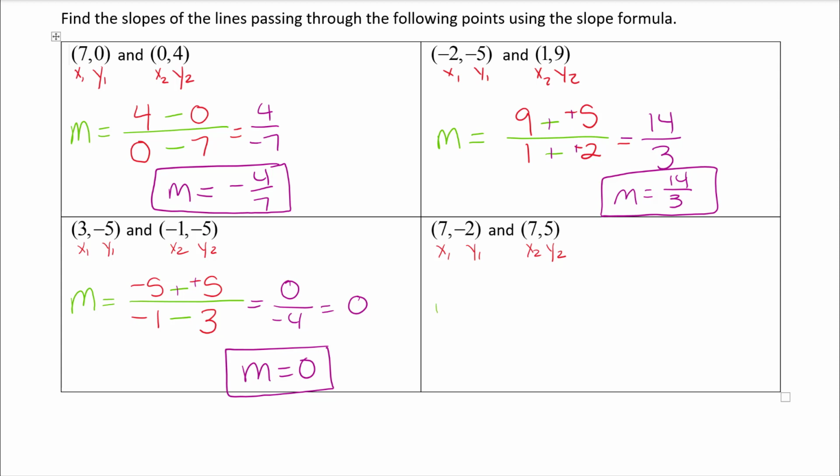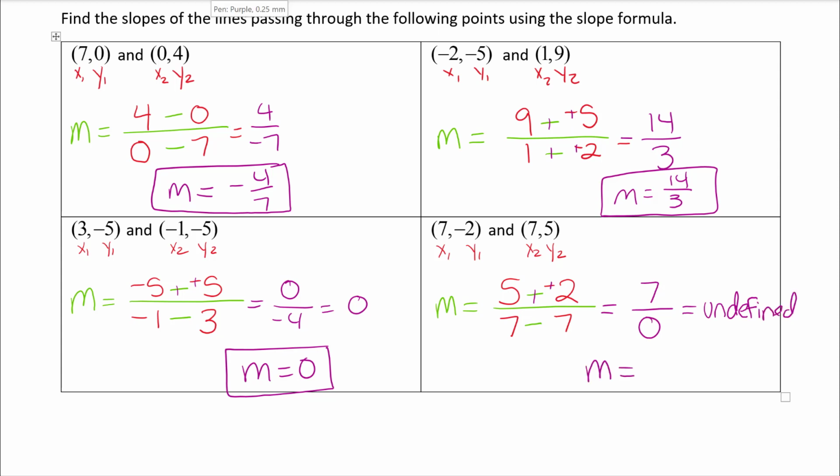One more, let's have x1, y1, x2, y2. So my slope is m equals y2. My y2 is 5 minus, because there's a minus in the formula, y1, which is negative 2. In the denominator, x2, which is 7, minus, because there's a minus in the formula, and x1, which is 7. And now I'm going to simplify. So 5 minus a negative 2, add a line, change the sign, that's 7 in the numerator. 7 minus 7 in the denominator is 0. And 7 divided by 0 is undefined. So my m is undefined.